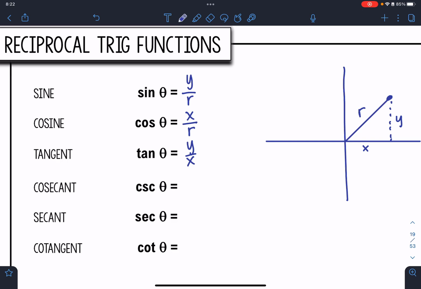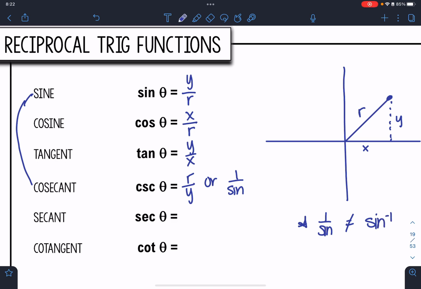So cosecant is the inverse or the reciprocal of sine, okay? So these are related to each other. Sine and cosecant are related. So cosecant is going to be the reciprocal, so r over y, okay? We can also see this as 1 over sine, okay? But don't get that confused with the inverse button on your calculator. That's not what that is. So this, I'll make a note. 1 over sine is not the same thing as sine to the negative first power on your calculator. Those are not the same, okay?